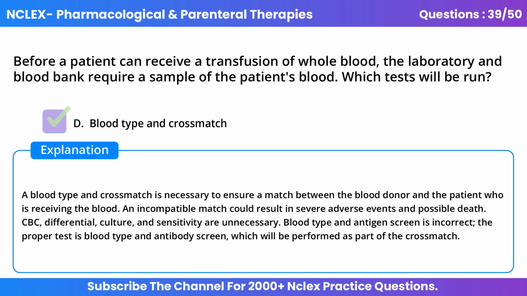CBC, differential, culture, and sensitivity are unnecessary. Blood type and antigen screen is incorrect. The proper test is blood type and antibody screen, which will be performed as part of the cross-match.